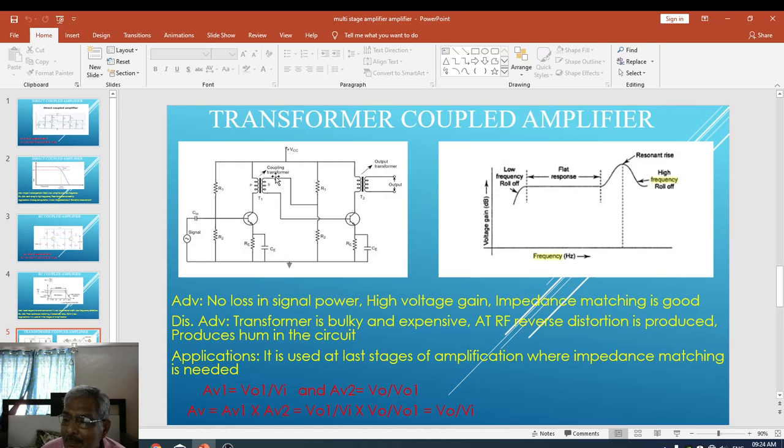Friends, this transformer has a particular speciality: the number of turns of the primary and the number of turns of the secondary are equal. That's why this transformer is called an impedance matching transformer. And that impedance matching transformer is used to couple the output of the first stage to the input of the second stage.